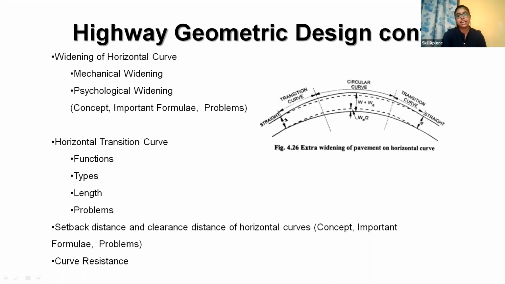And next is the setback distance and clearance distance of the horizontal curve. Some setback distance or clearance distance should also be present in the pavement when encountering a horizontal curve. What is the concept and why? What are the important formulae here? And what are the problems coming under that? Curve resistance. All these things will be discussed.